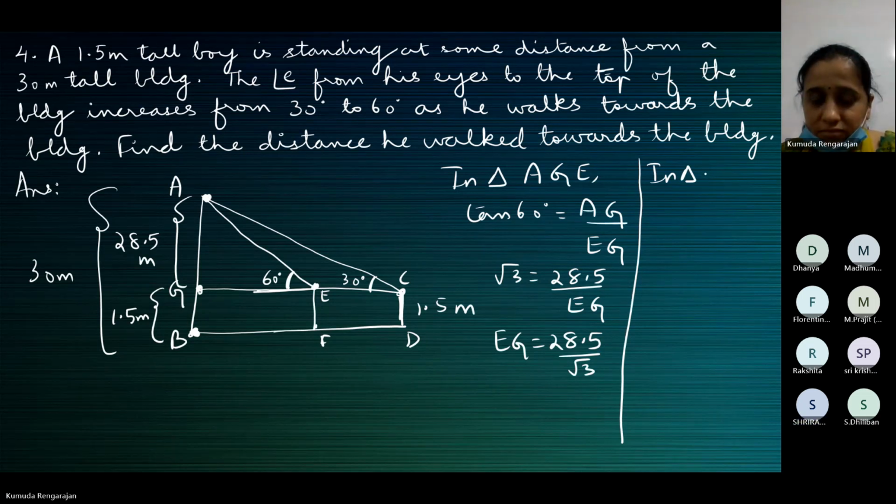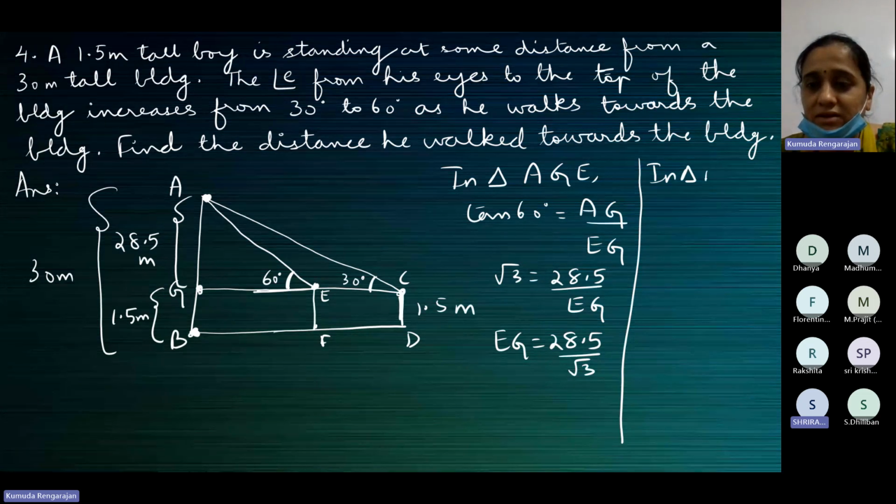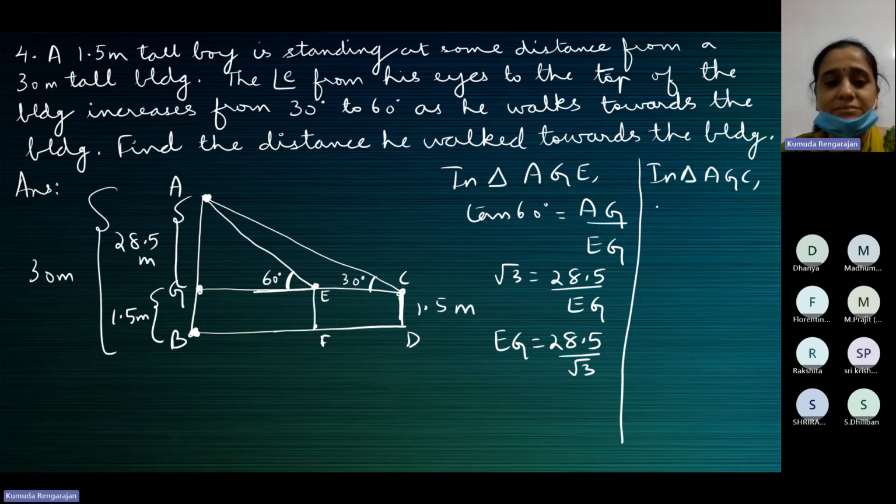Then GC. Should we take the triangle AEC? No, because it's not a right triangle. So in triangle AGC.